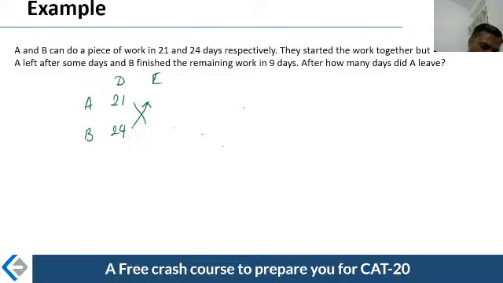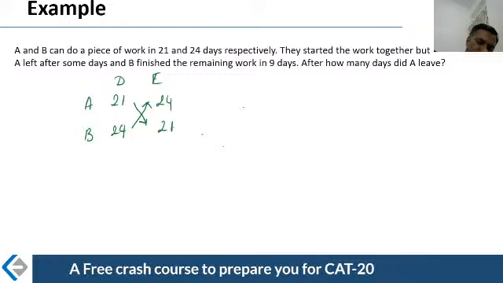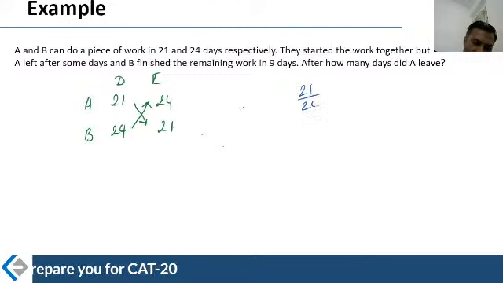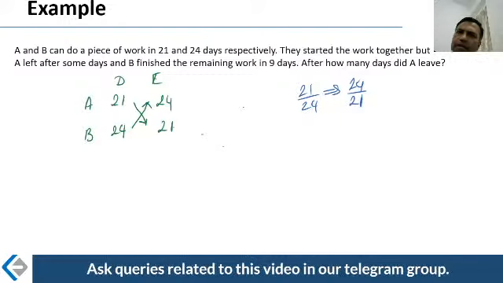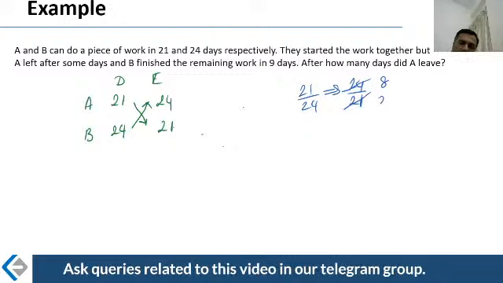Inverse means write it backward. Write 24 here and 21 here, and you can take the ratio. The ratio of days A to B is 21 by 24, and the inverse of this is 24 by 21. Efficiency you can always write in simplified form, but days cannot be simplified; days are days. Efficiency I can simplify. Therefore I can write it as 7 times and 8 times.